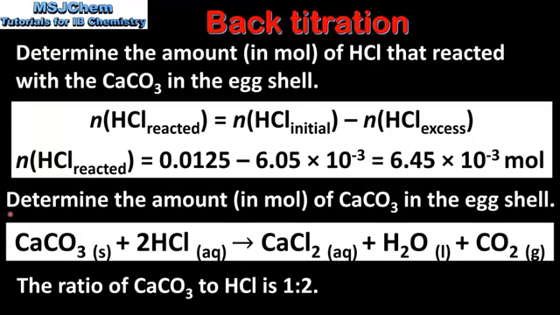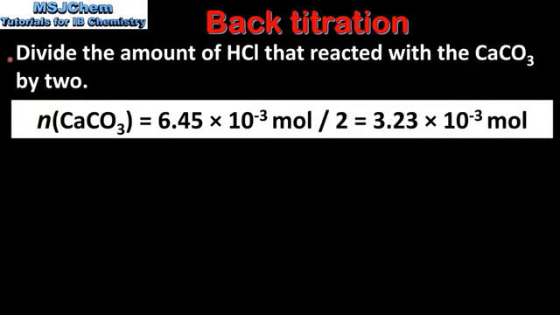Next, we'll determine the amount in moles of calcium carbonate in the eggshell. Here we can see the balanced chemical equation between calcium carbonate and hydrochloric acid. As we can see, the molar ratio of calcium carbonate to hydrochloric acid is 1:2. So next, we divide the amount of hydrochloric acid that reacted with the calcium carbonate by 2. This is because of the 1:2 molar ratio of calcium carbonate to hydrochloric acid.